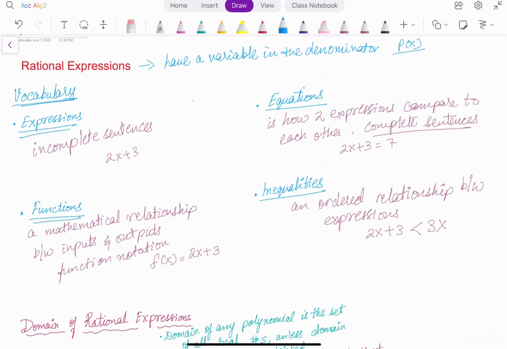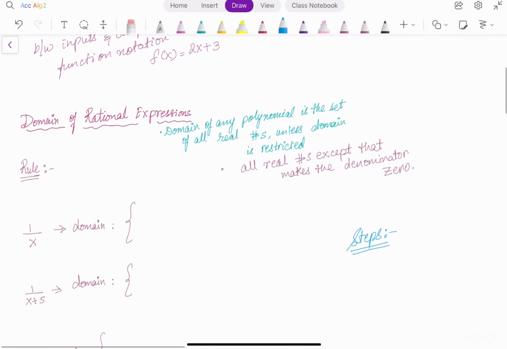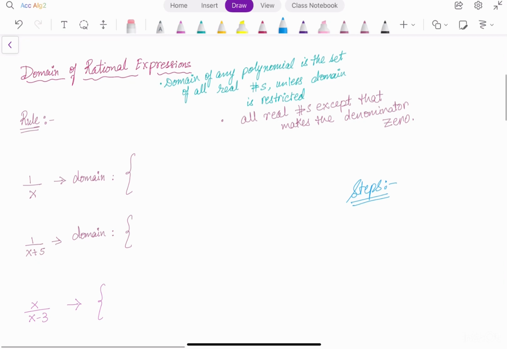They are written in the form of a function p of x divided by q of x. So these are nothing but quotients, right? Written as a quotient, provided the variable is in the denominator. Now, based on that, let's talk about the domain of the rational function. Remember, domain is concerned with the x-axis and range is concerned with the y-axis. The domain of any polynomial is the set of all real numbers unless the domain is restricted.